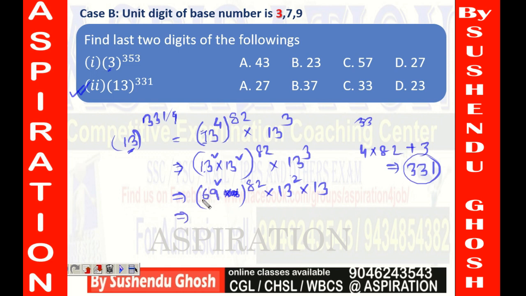Now I told you some time back that whenever a number is more than 50 or close to 50, we can break it. So whenever we are trying to find the last two digits of 69 square, it will give you the same as what is present for 19 square. So 19 square to the power 82 multiplied by 13 square. 13 square will give you last two digits as 69 into 13. Now what will be the last two digits of 19 square? That is 61, because 19 square is 361. So 61 to the power 82 into 69 into 13.